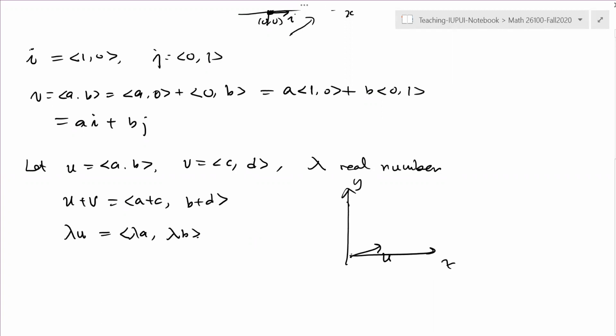This is a vector U, and both are in standard position. So for U plus V, I'm going to draw U first, starting from the origin. But this time, I draw the vector V starting from the end point of U. And then I connect these two points. So this would be the vector U plus V. Those two V's are parallel. It's the same V, but in a different location.